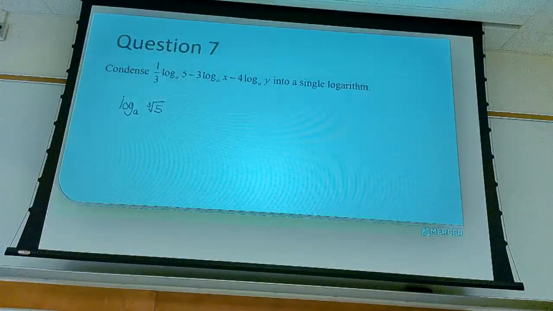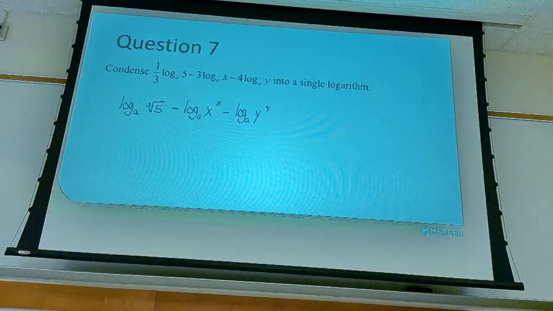Second term, that's another power, so it'd be log a of x to the 3rd. But what would the sign then be between them? Plus, or minus, since it's -3. You could have also written that as plus and then used -3 as your power. That's true too, so both ways are valid. Then there's another power, so minus, and then log a of y to the 4th.